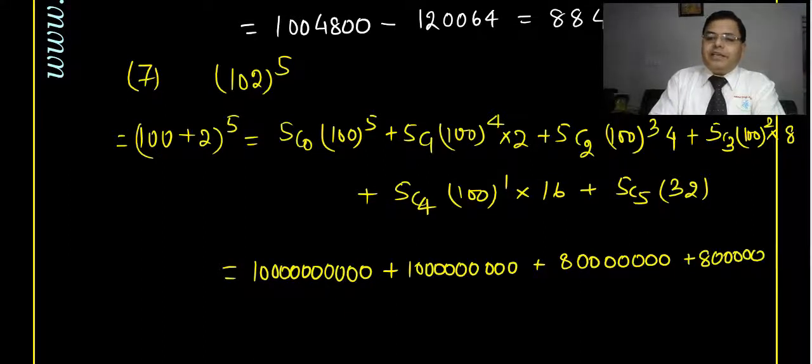Right? Looks like here we do it. And this is 5C3 is 10, 10 into 16 is 160, so 8 will come, and 20 from here, so this will be 8030. 5C1 is 5, so that is 32.